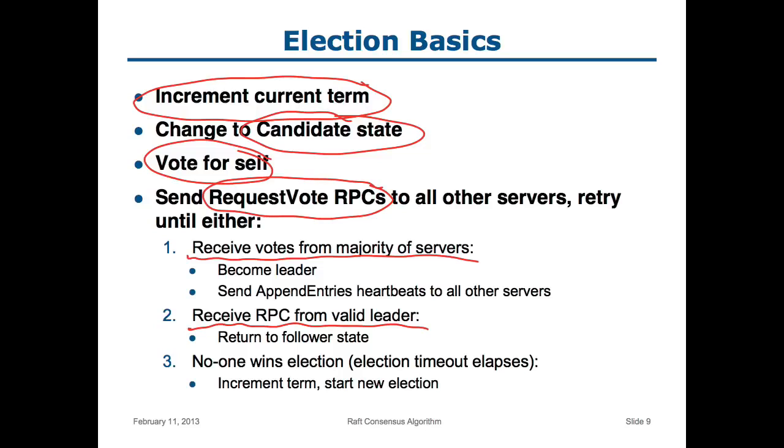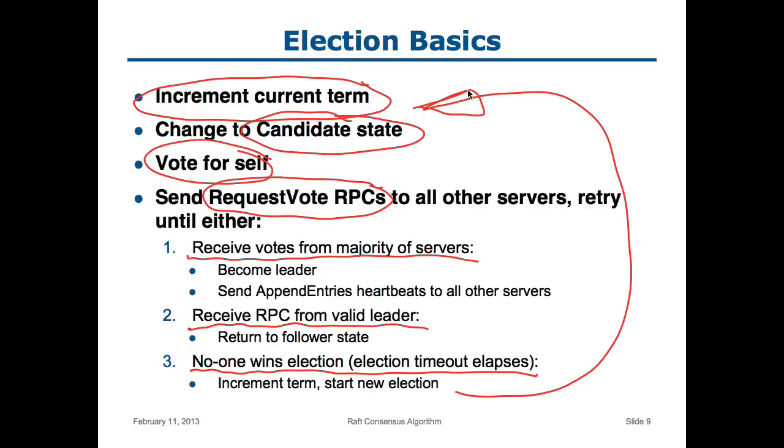Then the third outcome that can happen is that it's possible no one will win the election. If several servers convert to candidate at about the same time, they could split the votes in a way that nobody can get a majority of the cluster's votes. The way a server detects this possibility is that a period of time goes by and neither of the other two options has occurred yet. In fact, it uses the same election timeout period. If that elapses and this candidate has not become leader and has not heard from a valid leader, then it assumes that there's a split vote in the election. So at this point, it simply goes back to the beginning and starts a new election by incrementing the term and starting the whole process over again.